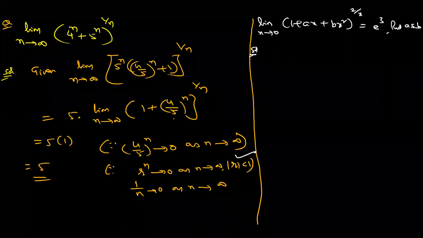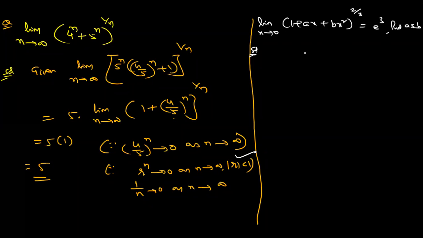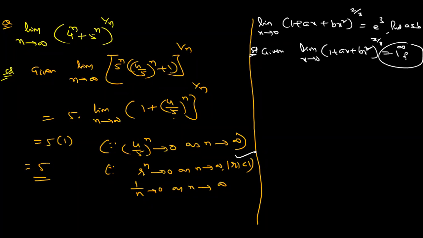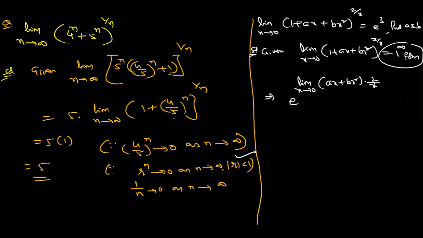So this one, see, directly 1 plus something is there. Put x is equal to 0. Given limit x tends to 0, 1 plus ax plus bx square, whole power 2 by x. What is this? The 1 power infinity form is coming here. So see carefully. Then directly I'm writing e power limit x tends to 0, removing 1, ax plus bx square into 2 by x. That you can directly write.